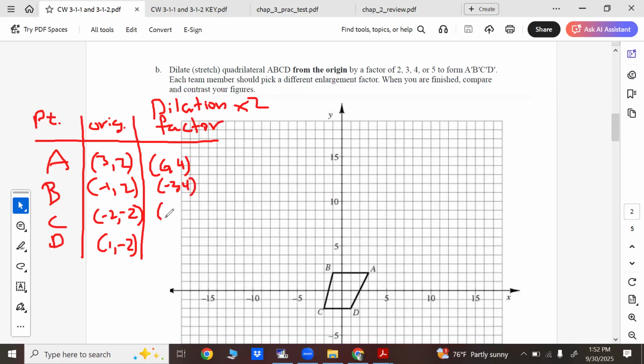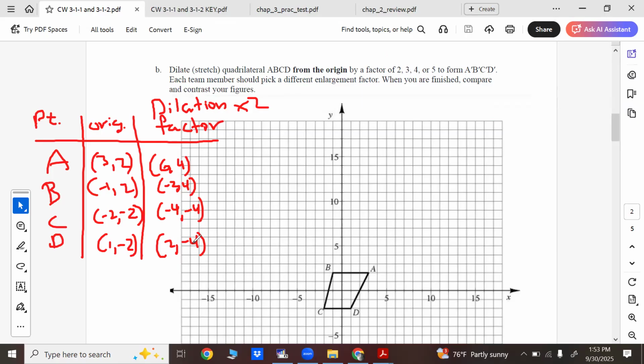-2, 4. Then -2, -2. 4, -4. -4, -4, right? Okay, good, no worries. And then 2, comma, -4. Correct. Okay. Good job.